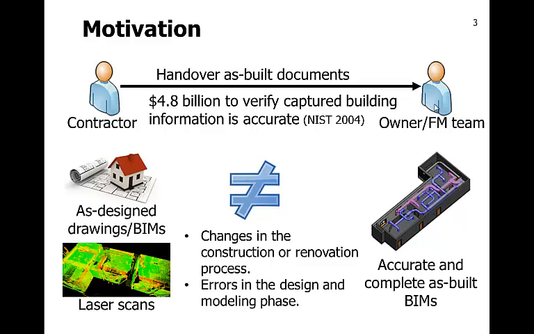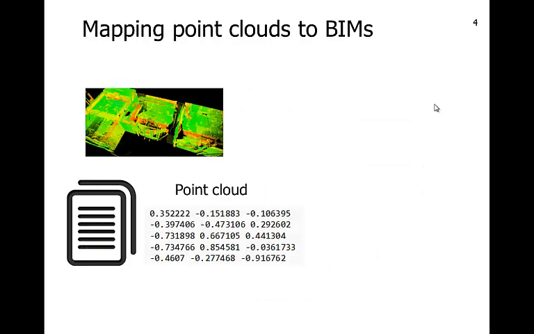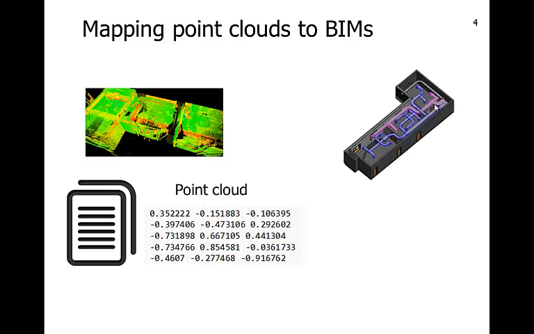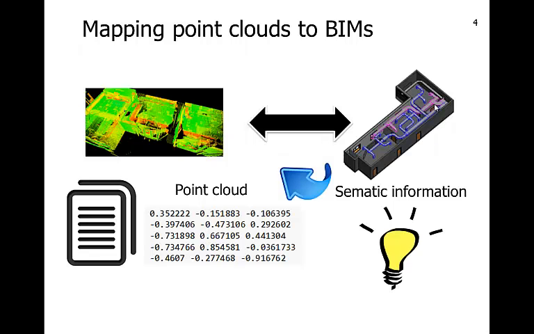Laser scanning technology is able to capture geometric information in a timely manner. Hence, point cloud data captured by laser scanning can be used as the reference to update an as-designed BIM into an as-built BIM. However, since point cloud data is just a collection of 3D points without any semantic information, it is difficult to extract the building components and their associated geometric information directly from point clouds. By mapping point clouds with BIM, the semantic information contained in the BIM can be linked to the point clouds.